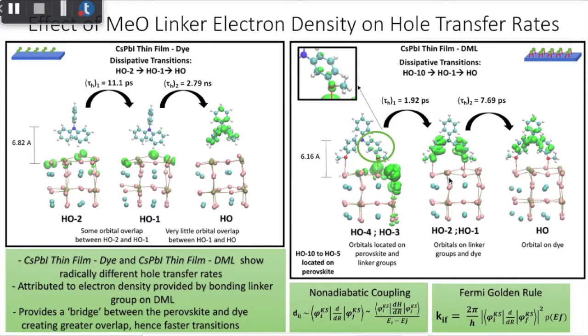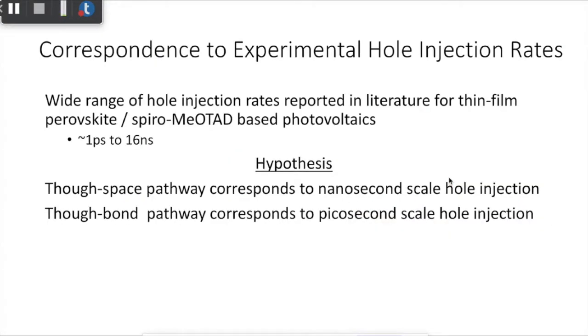So yeah, we can attribute the large difference in the charge transfer rates of these through space and through bond pathways to the orbital overlaps in these systems, where the bond provides a linking, bridging orbital density. And then I forgot to put my sources on here, but how does this correspond to experimentally determined ejection rates in these systems? There's a wide variety that have been reported in the literature, which span from approximately 1 picosecond to the max value of 16 nanoseconds.